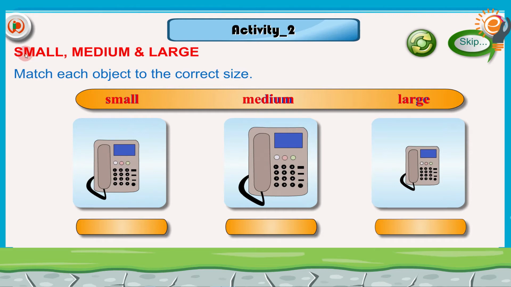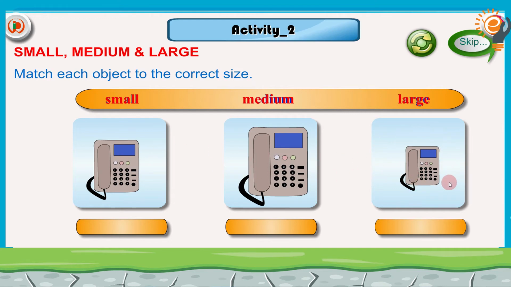The next section here also is small, medium and large. Match each object to the correct size. Here we have 3 images and names small, medium, large. We have to select the small image and write small. Large image, large. Medium image, we have to write medium. Now first we will select the small one among these 3.